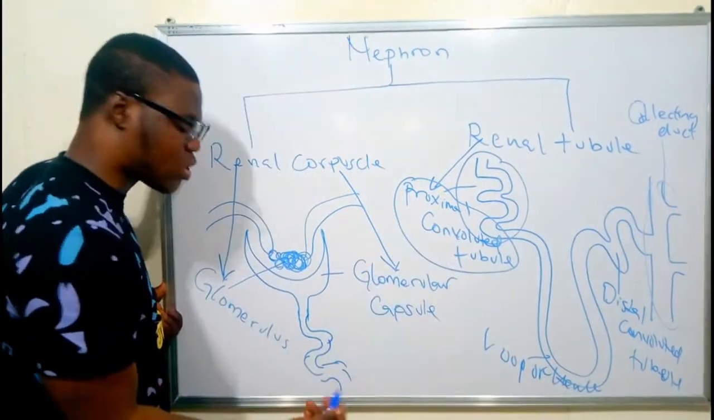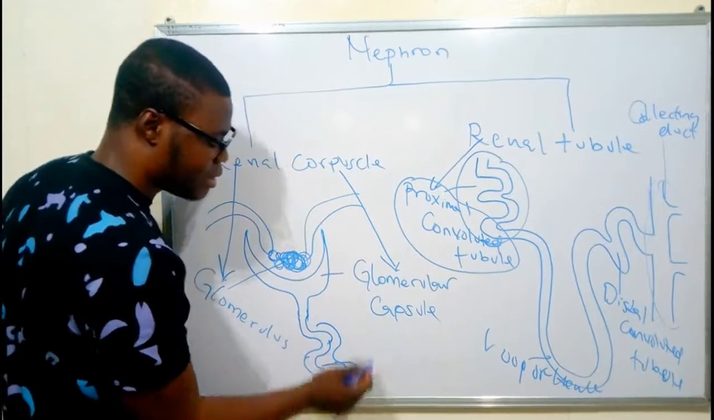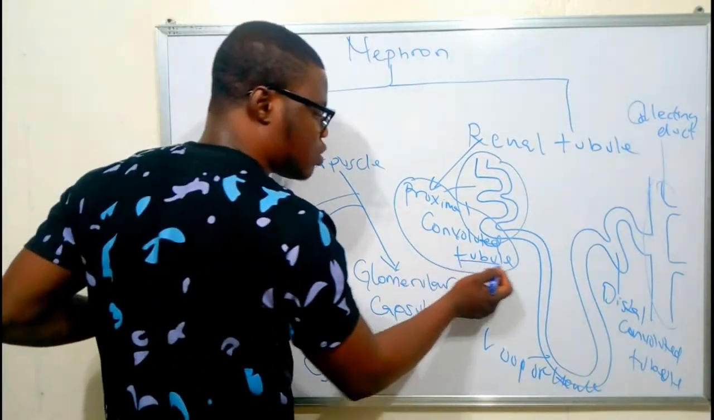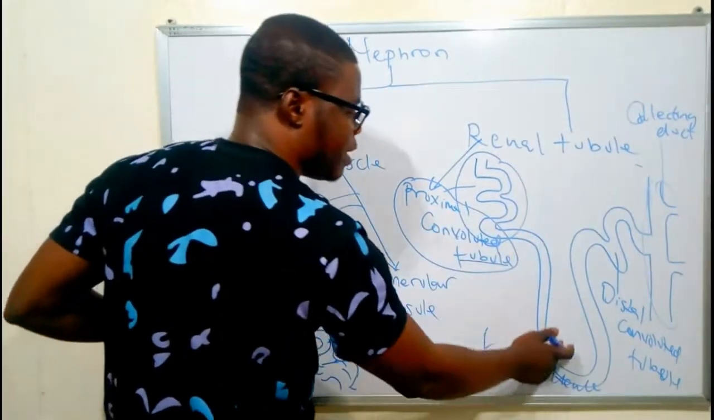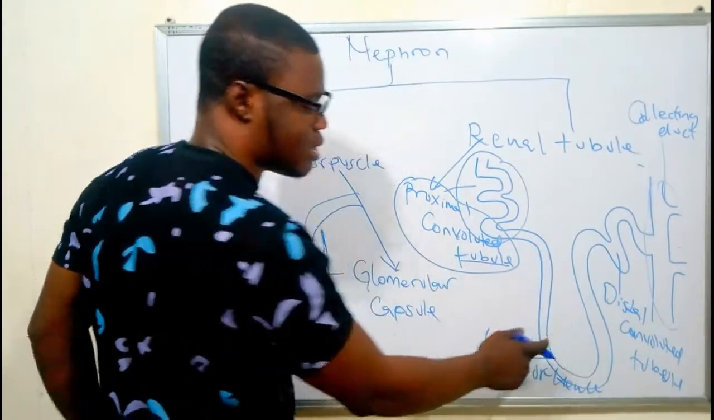The word convoluted means coiled. You can see that it is coiled. And then it is called tubule because it is part of the renal tubule. So this loop of Henle is the U-shaped structure right here.